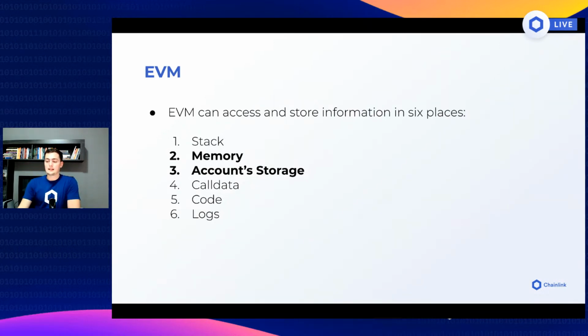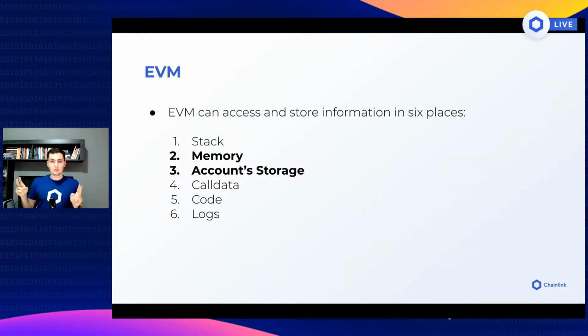Memory is a temporary place for storing some data. In memory, you store information accessible for the duration of a transaction. So you have one transaction, it has some steps, some opcode instructions, and the memory is accessible only during the duration of that particular transaction. So it's temporary. Account storage is the storage of a smart contract.